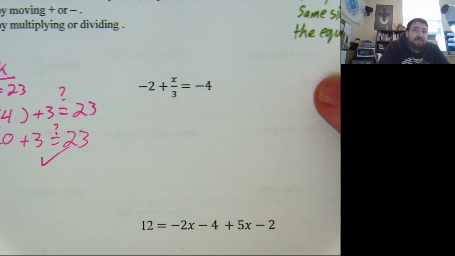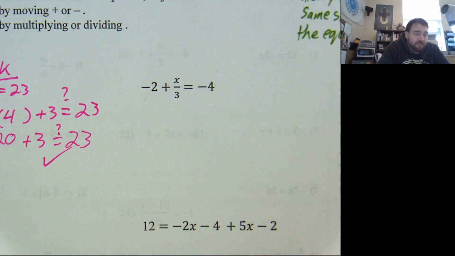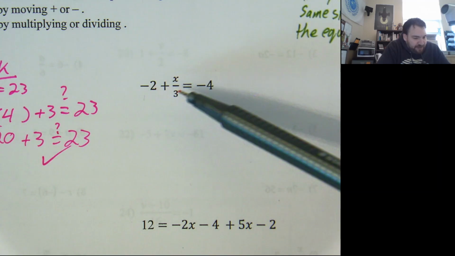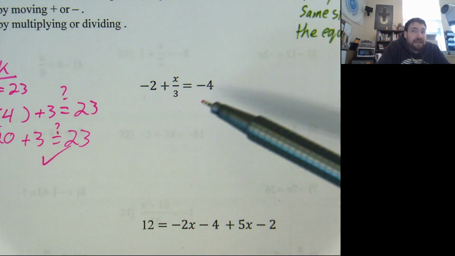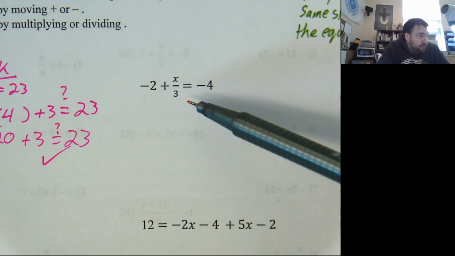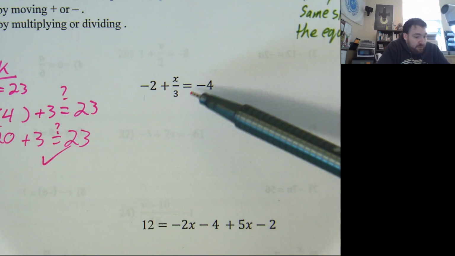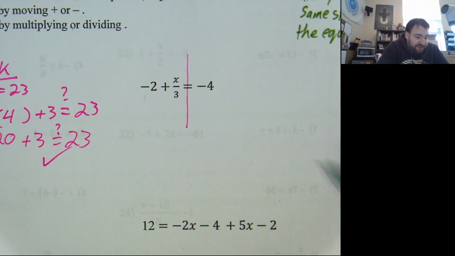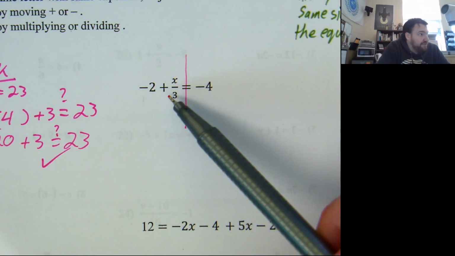Same idea, but now we're bringing in division. Actually we're bringing in a few things. I've got -2 plus x over 3 equals -4. Are there like terms I can gather together on this question? Someone said no. Remember, the equal sign is a wall. I can't reach across it. These are not like terms, so whoever said that is correct.